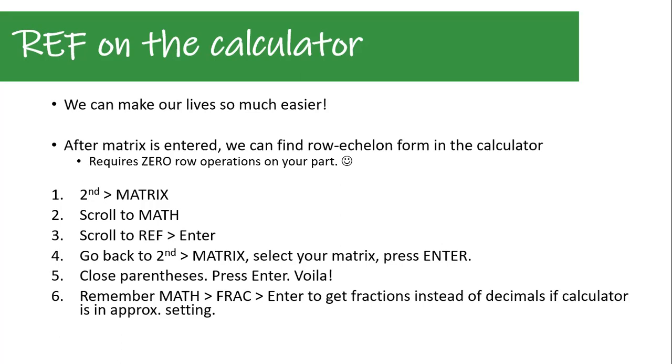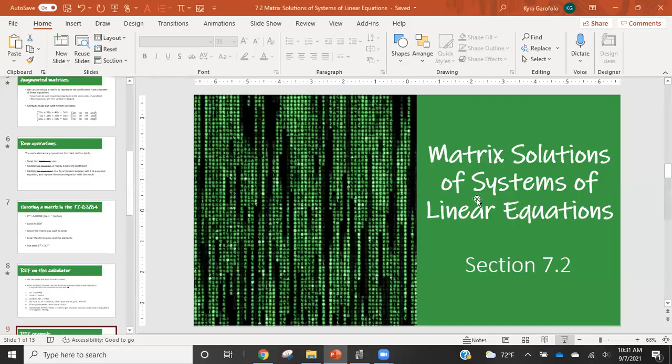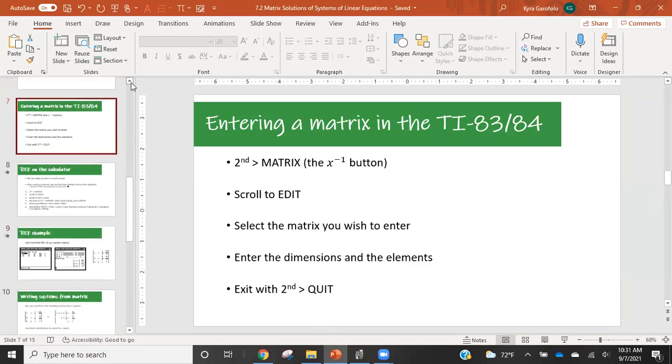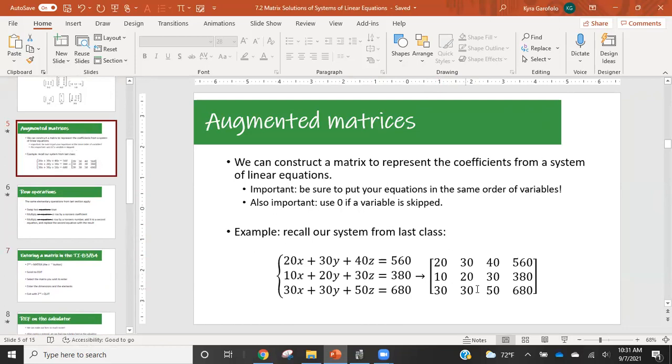Now, all of that sounds probably very confusing if I'm just telling you the instructions. So let's walk through an example. Let's find the REF of our earlier matrix. So we need to have our earlier matrix up here for reference. Remember that this is the matrix that we're working with here, okay? So 20, 30, 45, 60, 10, 20, 30, 380, 30, 30, 50, and 680.